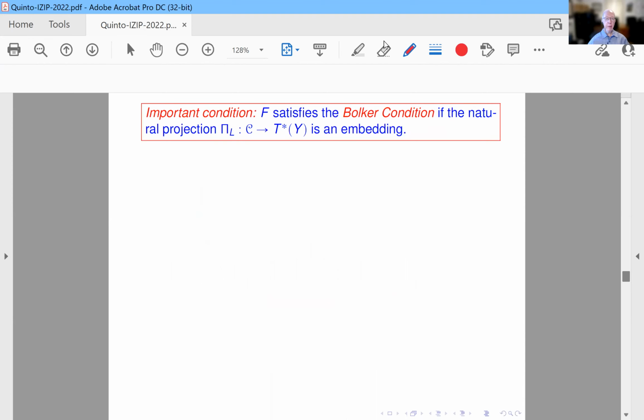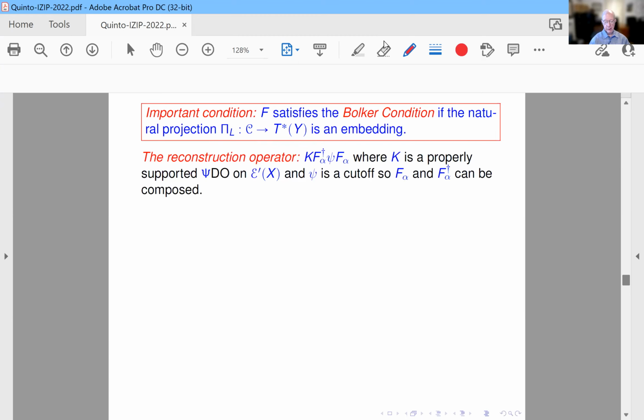Now then, an important condition we've mentioned before, and I'll define now. F satisfies the Bolker condition if the natural projection pi L going from C to T star Y, namely T star of the data parameters, is an embedding, an injective immersion. Okay, now our reconstruction operator K is a properly supported pseudo-differential operator, F dagger alpha is weighted back projection.